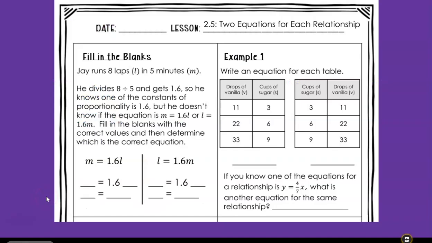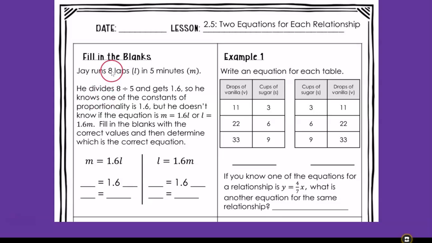Starting with our notes, we're going to start in the fill in the blanks. Jay runs 8 laps in 5 minutes. We're going to use the variable L for laps and the variable M for minutes. He divides 8 divided by 5 and gets 1.6. So he knows one of the constants of proportionality is 1.6. But he doesn't know if the equation is M equals 1.6L or L equals 1.6M. Fill in the blanks with the correct values and then determine which is the correct equation.